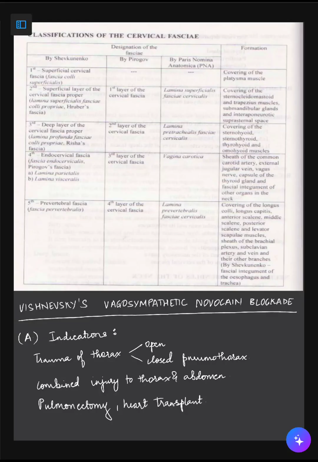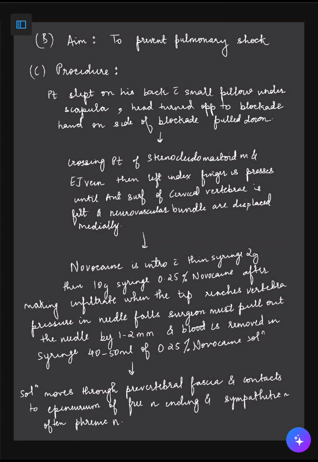I move on to the next topic, which is Vishnevsky vagosympathetic novocaine blockade. Now, why is it done? Trauma of the thorax, which is open or closed pneumothorax, combined injury of thorax and abdomen, or pulmectomy or heart transplant. Now what is it? To prevent pulmonary shock. The first aim of this process is to prevent pulmonary shock.